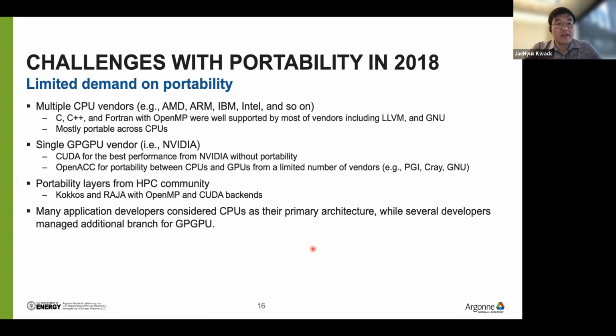But I think in the 2018 timeframe, many application developers considered the CPU as the primary architecture because, as I showed at the beginning, around 82% of performance came from CPU-based systems. So they considered CPU the primary architecture, while several developers picked the GPU for better performance. In this case, the general approach was to create an additional branch for the GPU, because in 2018 you just had CPU or NVIDIA GPU, right? It's not perfect, but it's kind of doable to manage 2 different branches, or someone uses a portability layer.